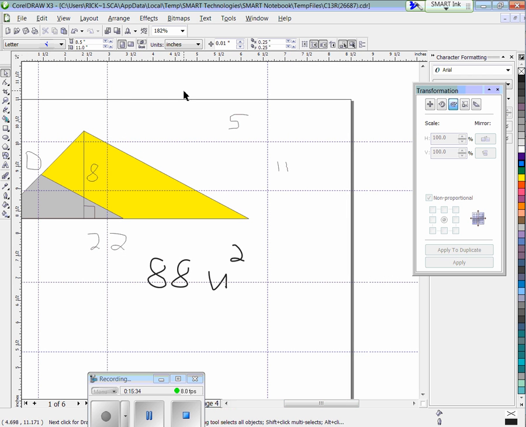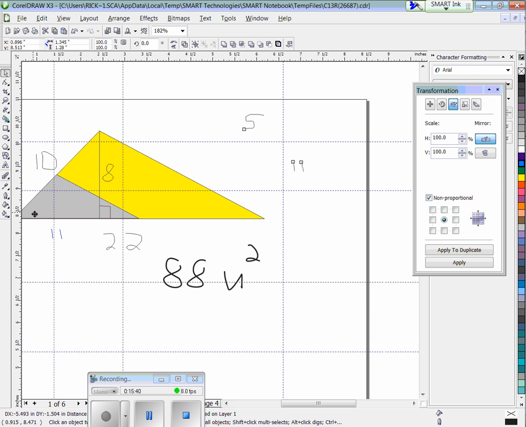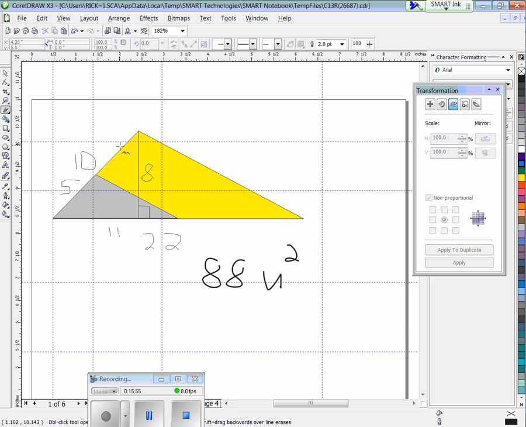All right, let me move my 5 and my 11, put them back where they belong. Over here, I'm all purple and hot. Okay, so let me go up here. I'm going to make a proportion. All right, beautiful proportion, isn't it? What happens when you got to write with a mouse?